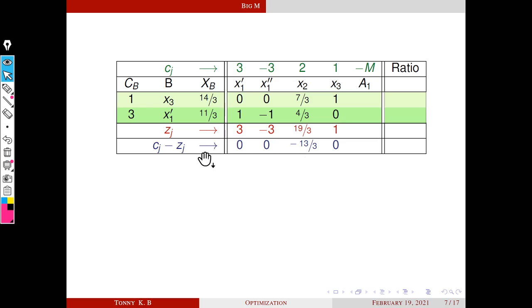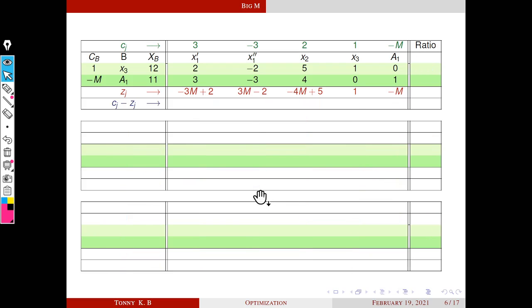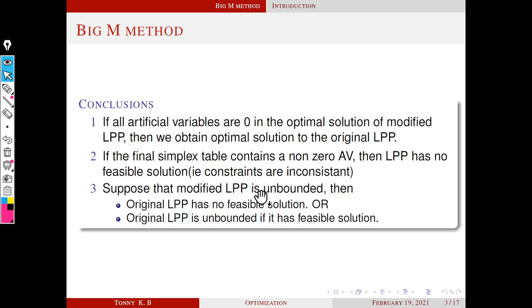Okay, because all the Cj minus Zj are less than or equal to 0. Then what is the condition that the original LPP is in the optimum state? If all the Cj minus Zj's are less than or equal to 0 and all the artificial variables are at 0 level, that is the condition for the original LPP to be optimum. I will show you. See this. All the artificial variables should be at 0 level in the optimum solution of the modified LPP.